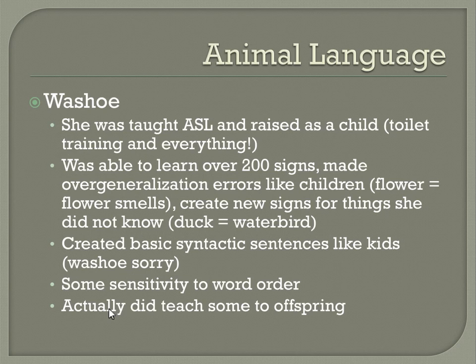And there was some basic syntactic structure, just like kids would do. She would say "Washoe sorry" to apologize, and showed some sensitivity to word order. There was a lot of promising research here because it really showed that they did have the same sort of system that we did, with some basic understanding of word order and sensitivity to that syntactic idea that we do. And she actually did teach it to some of her offspring. So this was one of the most promising areas because it showed a lot of the things that we were missing, except creativity.